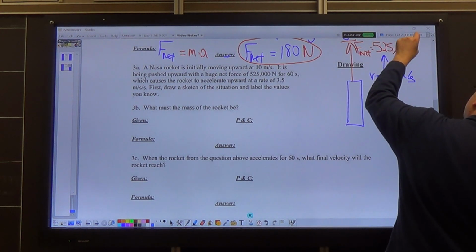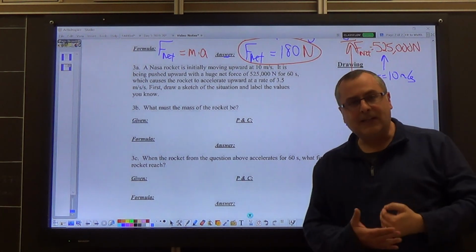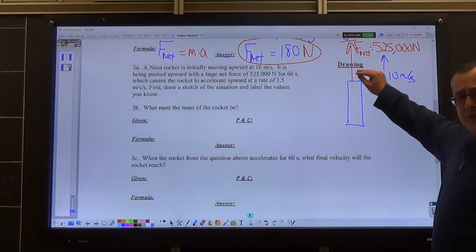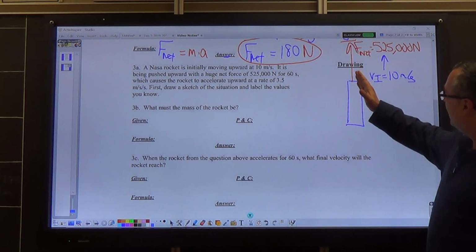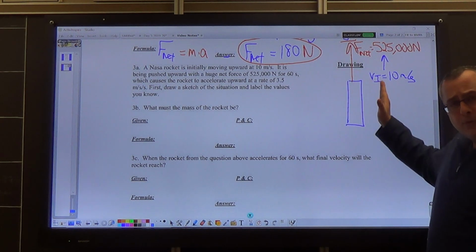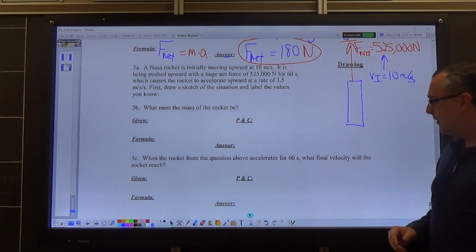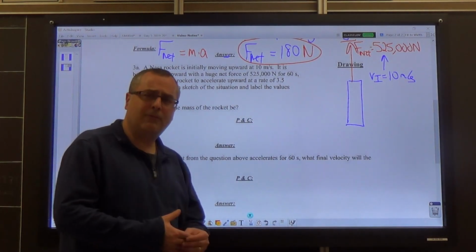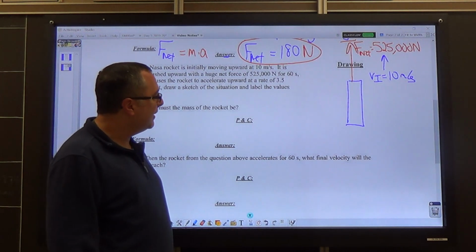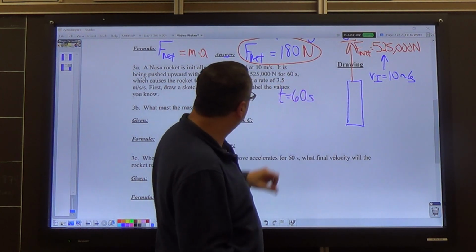525,000 newtons. And again, you don't have to, but it seems to make sense for a lot of people to attach the force to the object itself, because that's what's actually pushing it. The velocities and accelerations you can put on either side. Now it happens for 60 seconds. I've never been able to find a good way to show graphically what that would look like for time. So I usually just write my times off to the side, 60 seconds of time.